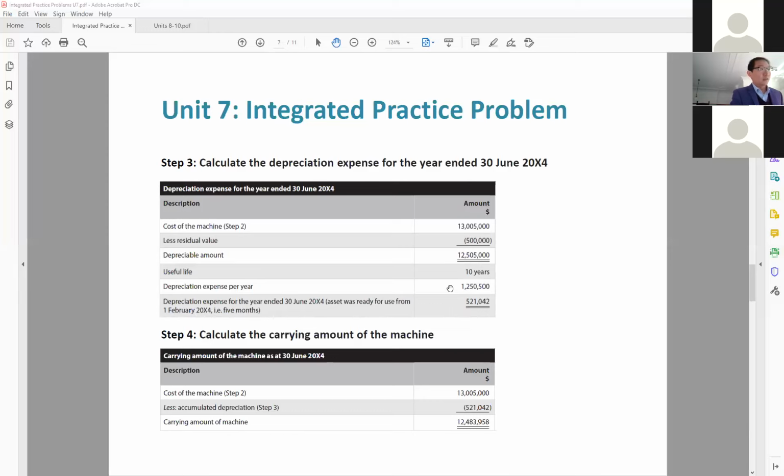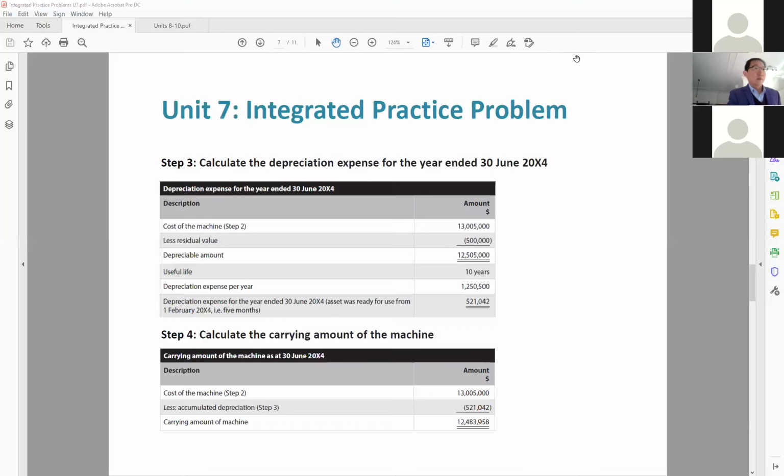So 1.25 million is the expense over the year or over 12 months. But we only need to recognize 5 months of that because the asset was only ready in the second half of the year, on the 1st of February. And so here you can see that the carrying amount is going to be the cost of the machine less the accumulated depreciation, but our accumulated depreciation number has already taken into account the residual value. So we have taken into account those residual values.